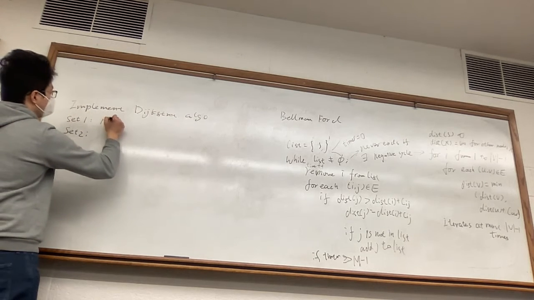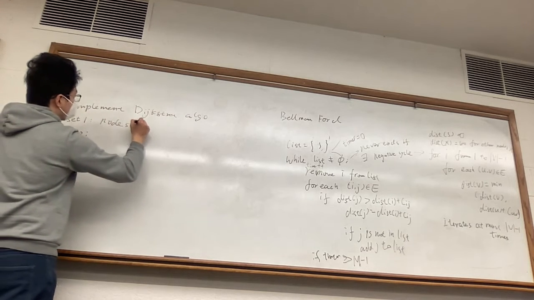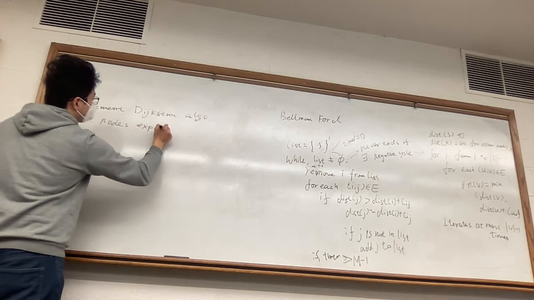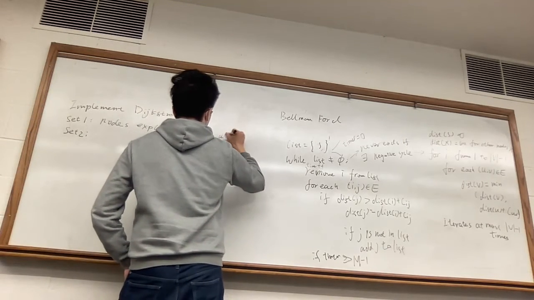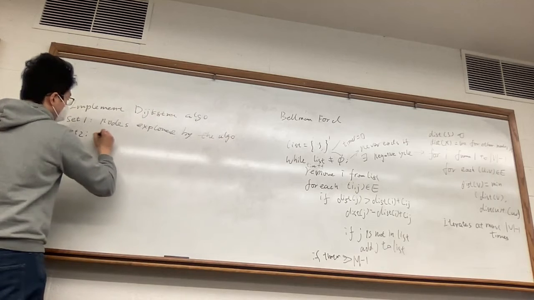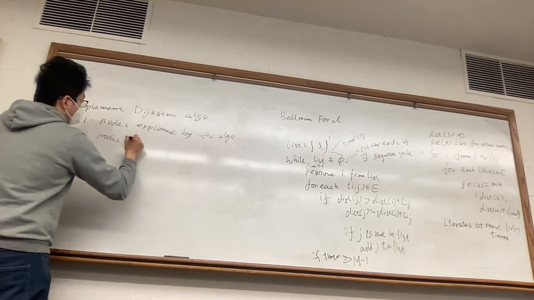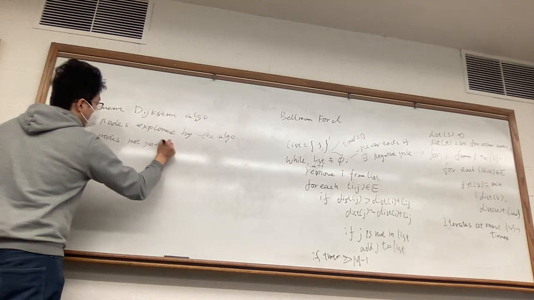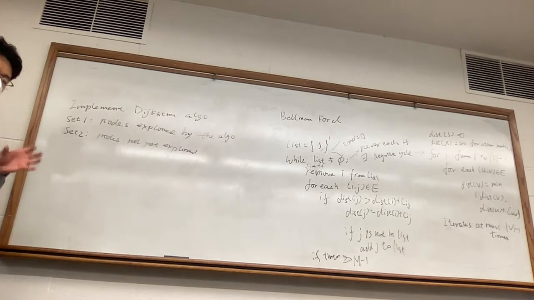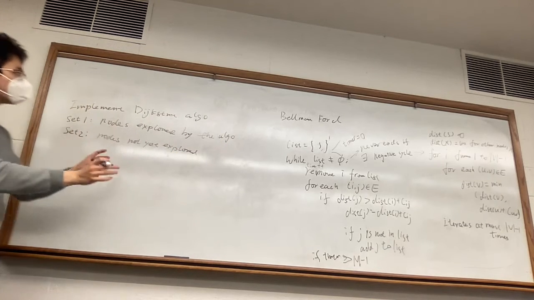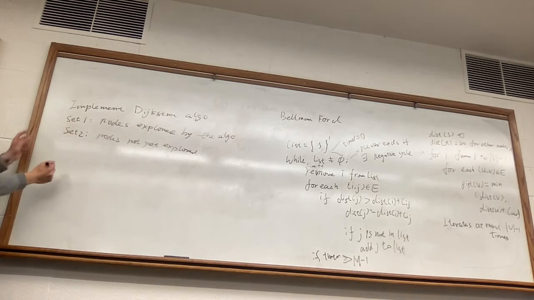Set 1 means nodes explored by the algorithm. And set 2 means nodes not yet explored. Here I say explored means that you have already added this node into the tree. So Dijkstra algorithm, essentially, finally you should get a tree, right? You should finally get a tree if you use Dijkstra algorithm.